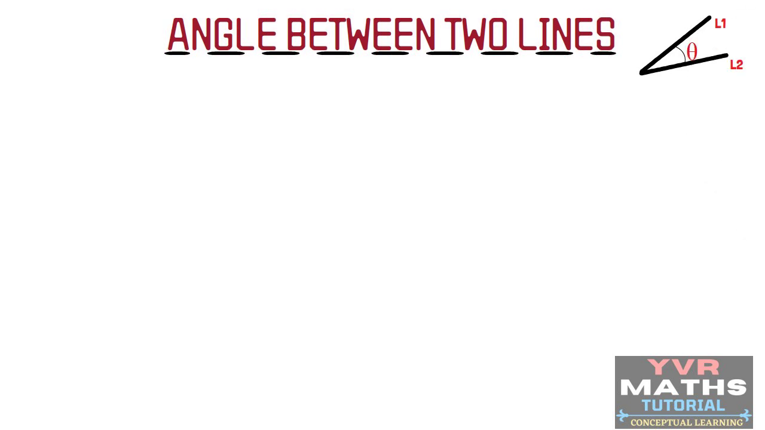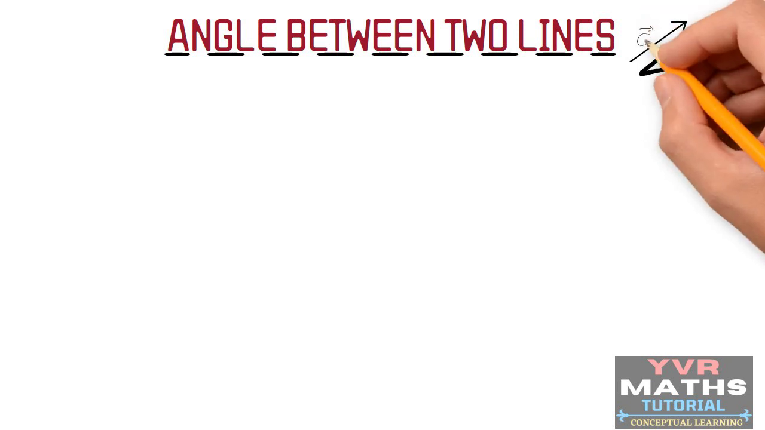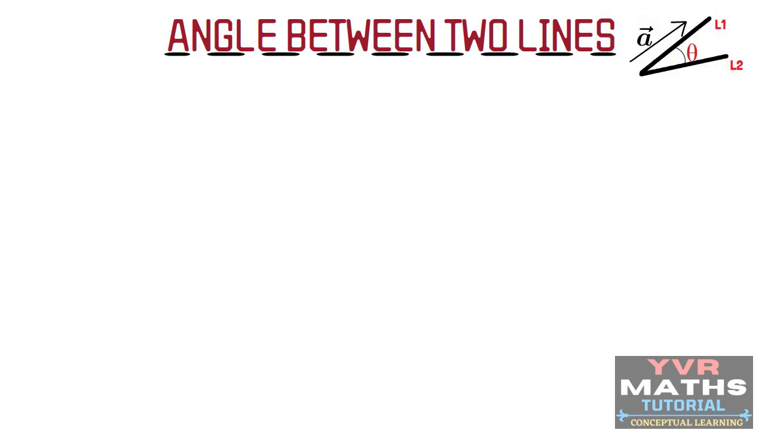Now, consider a vector which is parallel to the line L1, that vector as A bar. Now consider another vector which is parallel to the line L2. Let that vector be B bar. Now the angle between the vectors A bar and B bar can be defined as the angle between the lines L1 and L2. That means the angle between two lines is defined as the angle between two vectors parallel to them. So the results derived for vectors will also be applicable for lines.